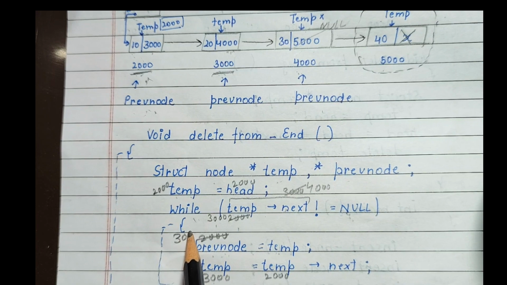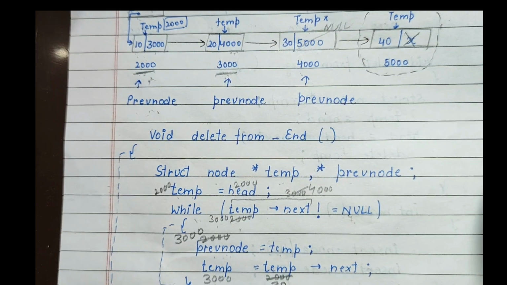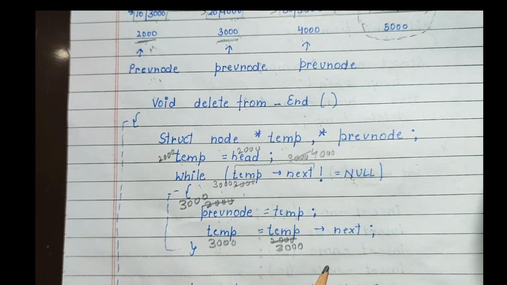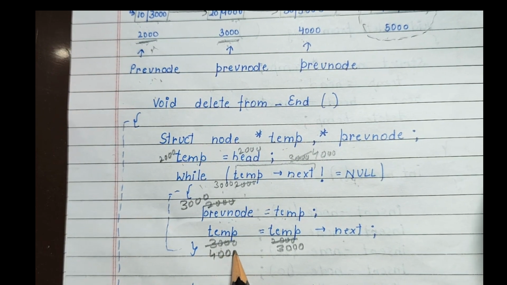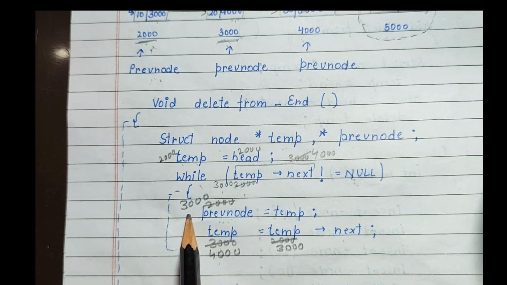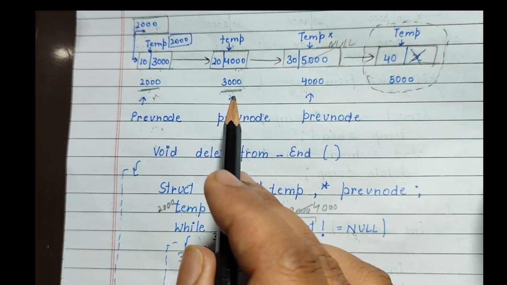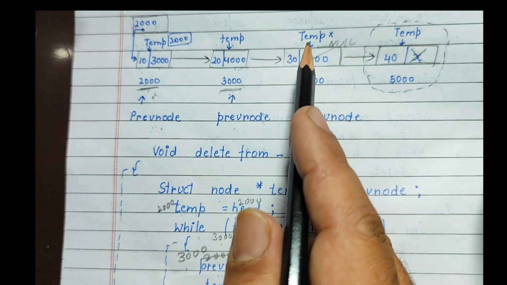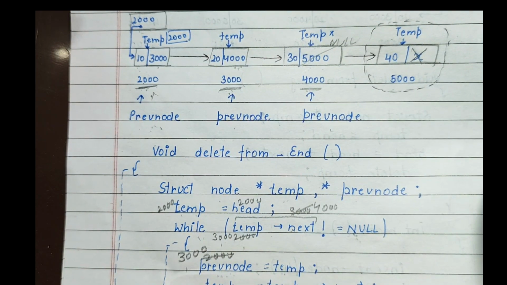It means now temp has a value 3000 and temp is equal to temp of next. Now temp has a value 3000. So 3000 of next is 4000. So after completing the second iteration, temp has a value 4000, previous node has a value 3000. It means right now previous node points to 3000 address and temporary pointer points to 4000 address.